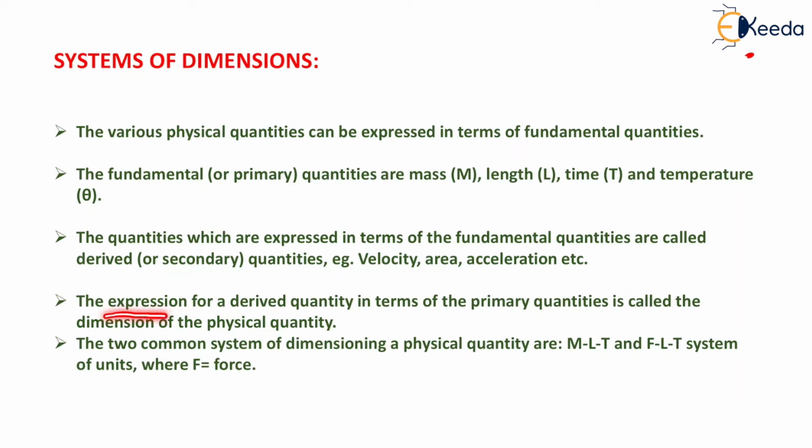The expression for a derived quantity in terms of the primary quantity is called the dimension of the physical quantity. Now the two common systems of dimensioning of physical quantities are the MLT system, that is mass, length and time system, or the FLT system, that is force, length and time system. That is all about the system of dimensions.